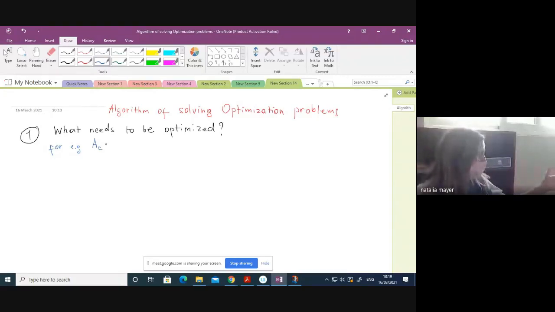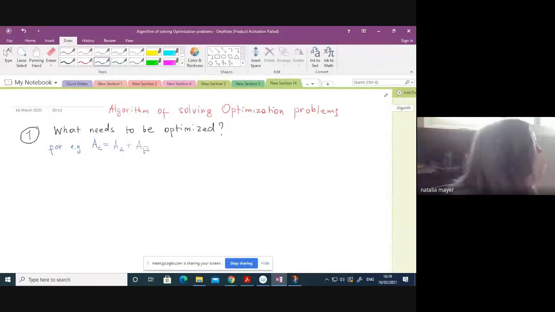Now tell me, if it's a combined area, then how to find this combined area? Combine means what kind of operation? Add. Add what? Adding both areas. So the combined area is actually a sum of the area of the triangle and the area of the square. Now we are speaking in general terms only. So at the first step, you need to figure out what is to be optimized.